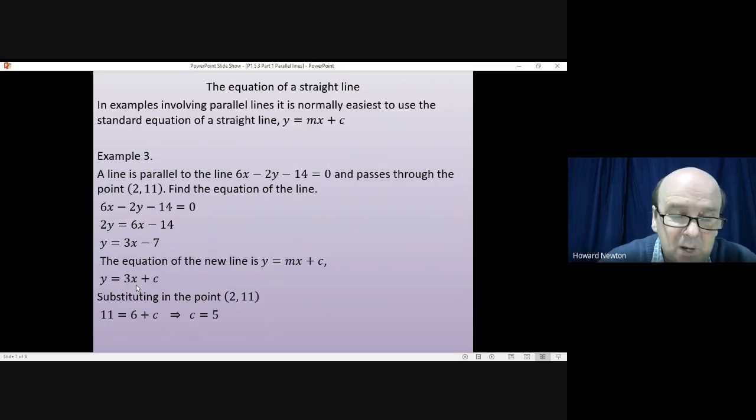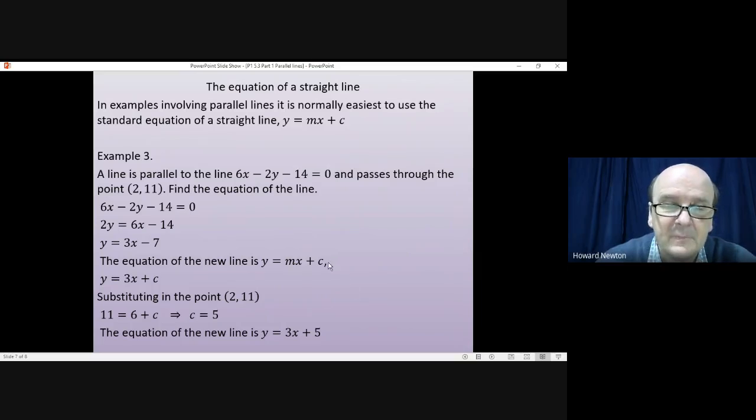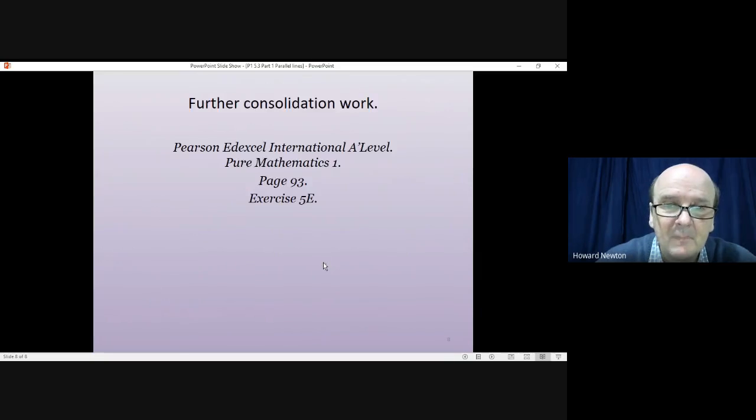Now we know the equation of the line. The equation of the line will be y equals 3x plus 5. And that's the answer. Okay, that does get us to the end of this lesson.